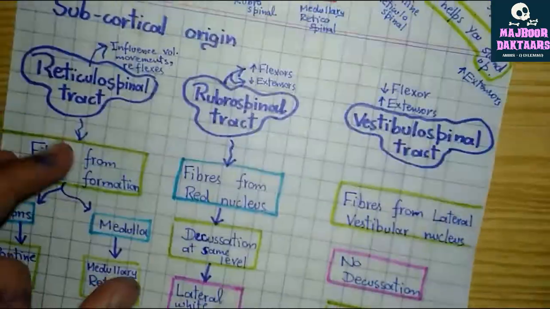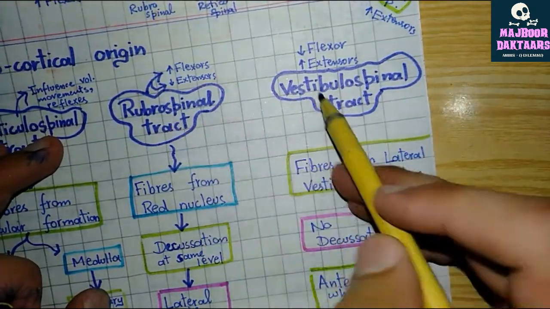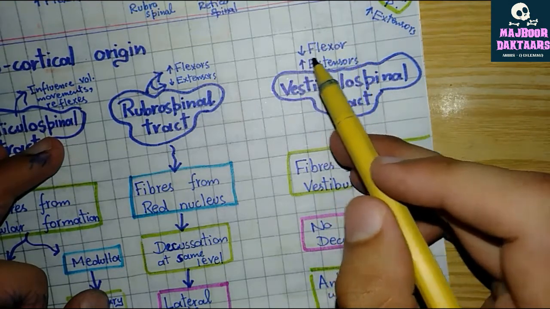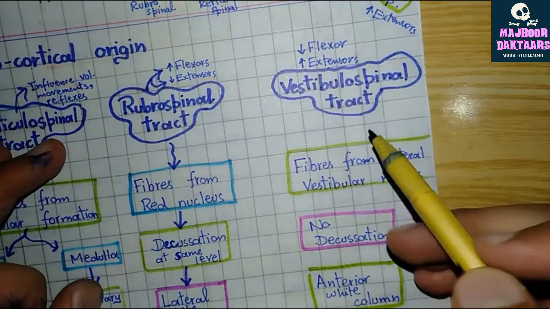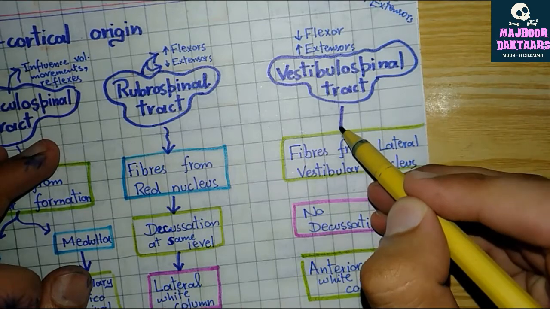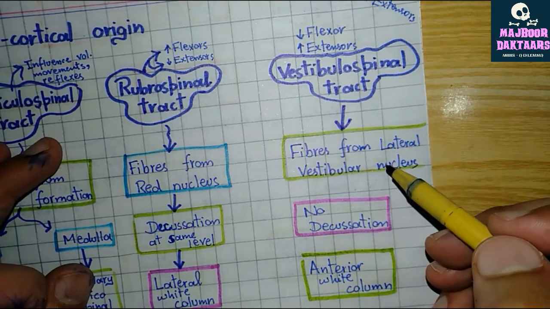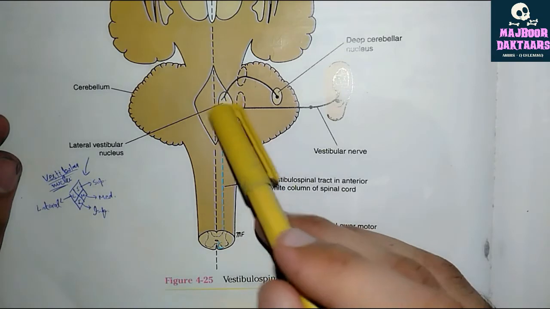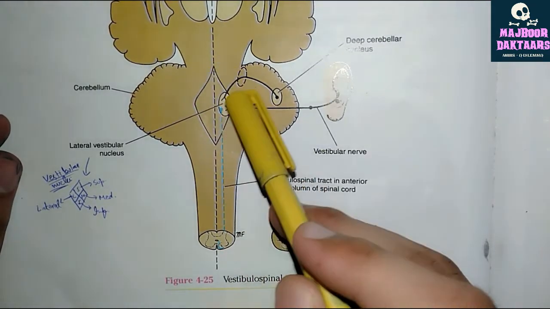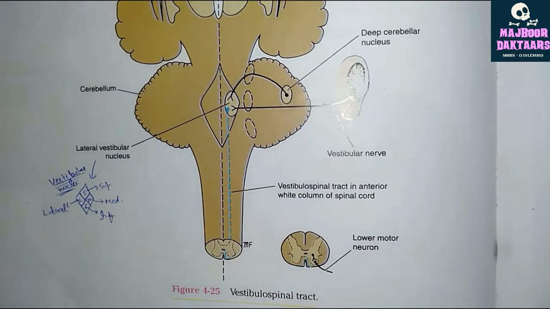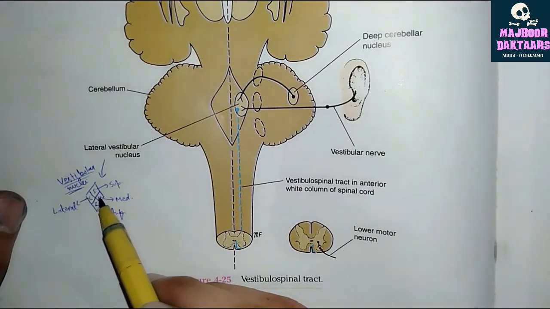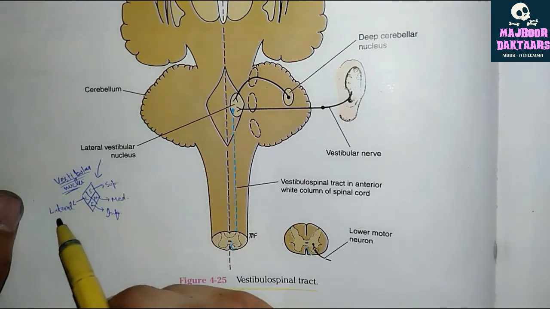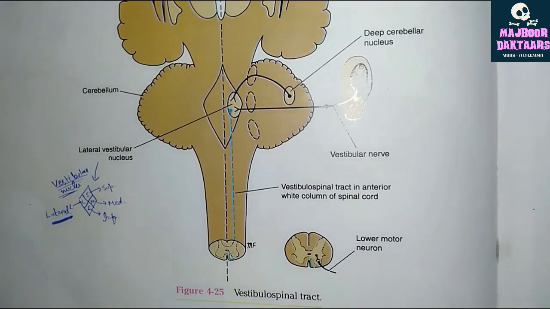Now talking about the vestibulospinal tract, which is opposite to the rubrospinal tract, that is, it influences negatively the flexors while it influences positively the extensors. So the vestibulospinal tract takes fibers from the lateral vestibular nucleus. Now what is the vestibular nucleus? The vestibular nucleus is present in the pons and medulla, just here below the fourth ventricle, as shown in this oval circle. The vestibular nucleus has four portions: superior, lateral, medial and inferior. In the case of the vestibulospinal tract, it takes origin from the lateral area of the vestibular nucleus.